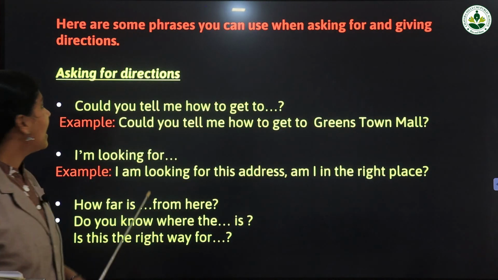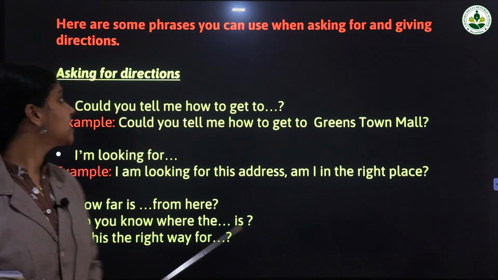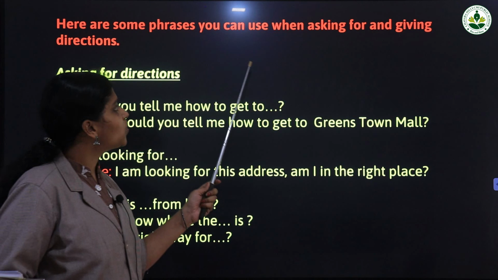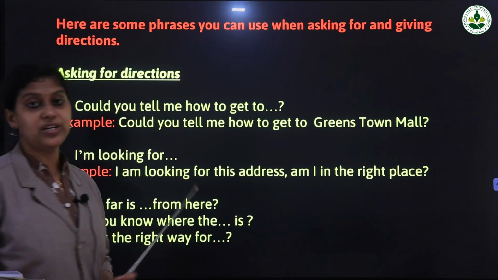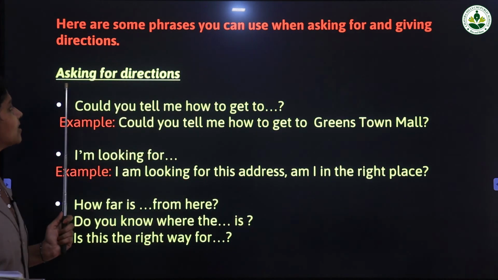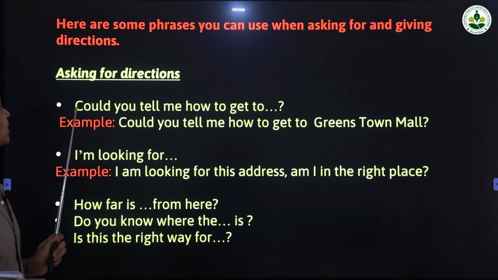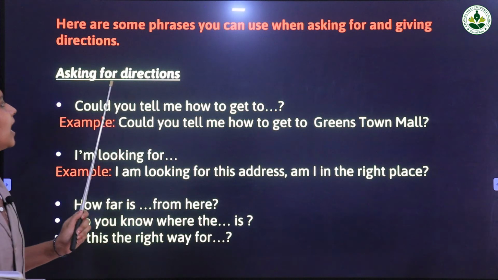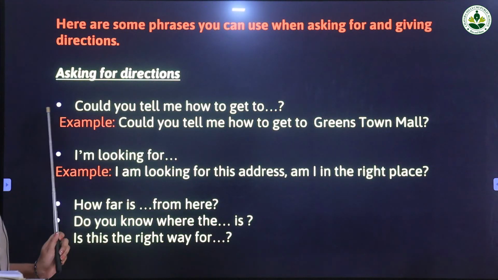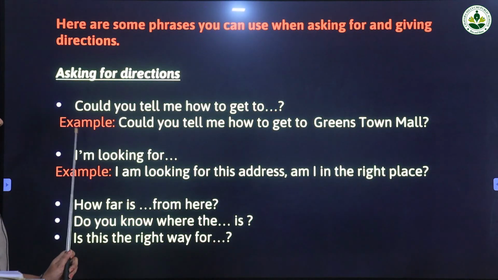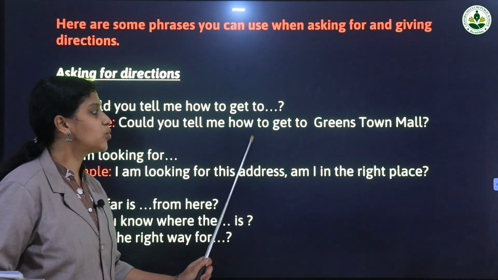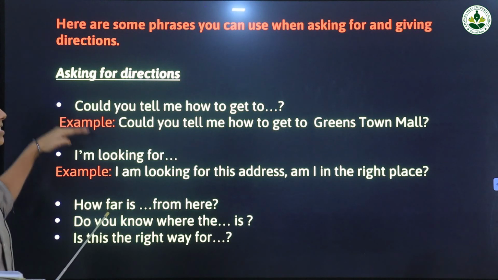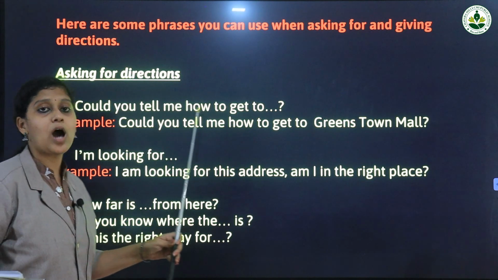Now we are going to see some phrases that will help you to play the game well. Here are some phrases you can use when asking for and giving directions. First one, asking for directions. Could you tell me how to get to? This is the first phrase and it will help you to ask for directions. For example, could you tell me how to get to Greenstown Mall?